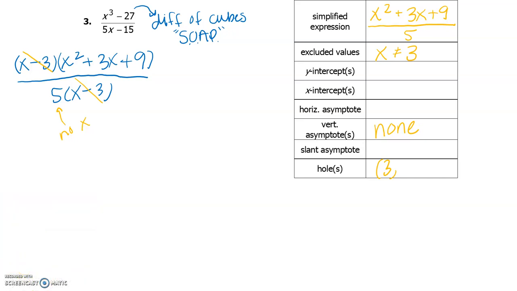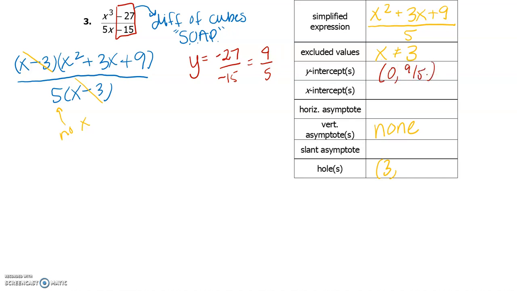I'm going to do everything that we plug in. So for my y-intercepts, I'm going to go ahead and plug in 0 for x. You can plug it into either version. Again, I like starting with the original one. So we get that the y-intercept is this negative 27 over negative 15, which is equal to positive 9/5.